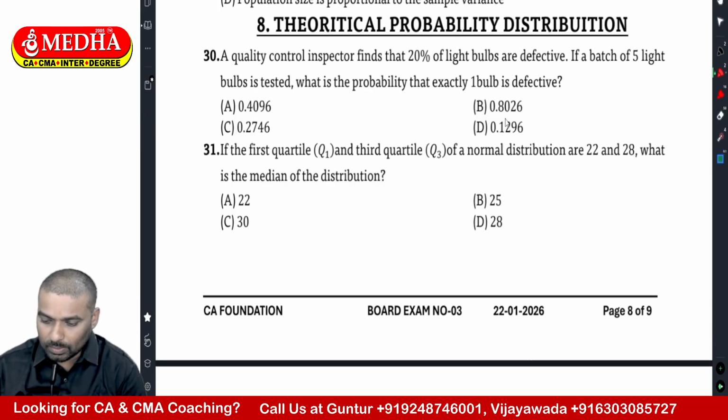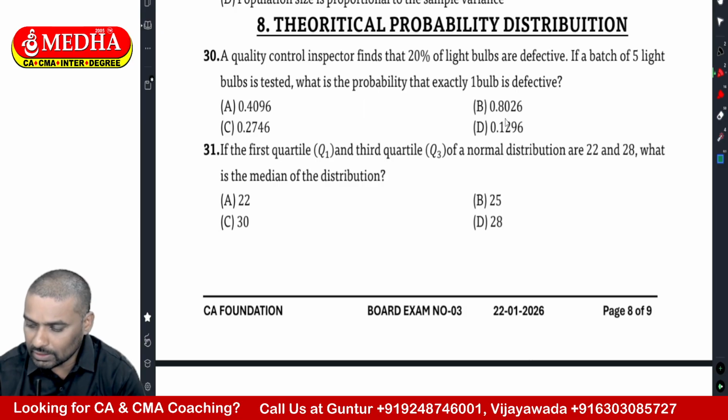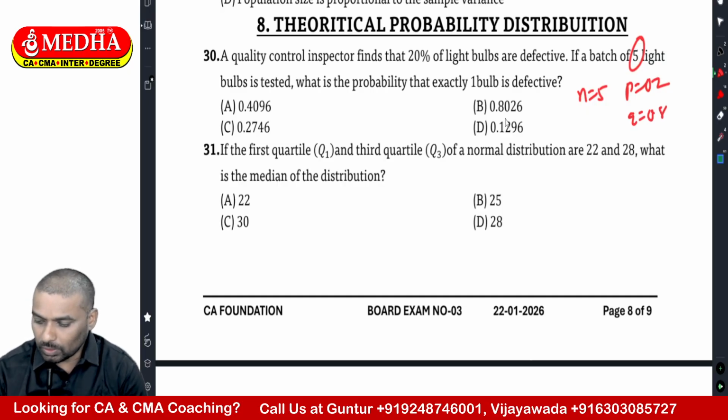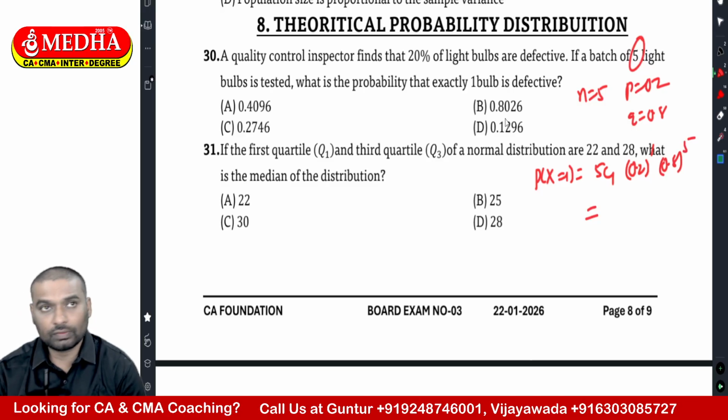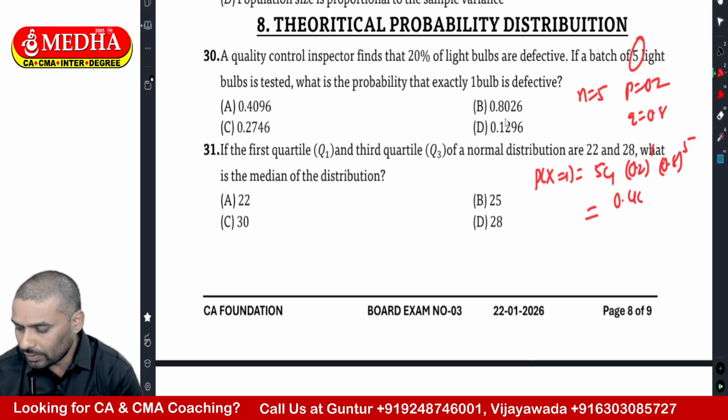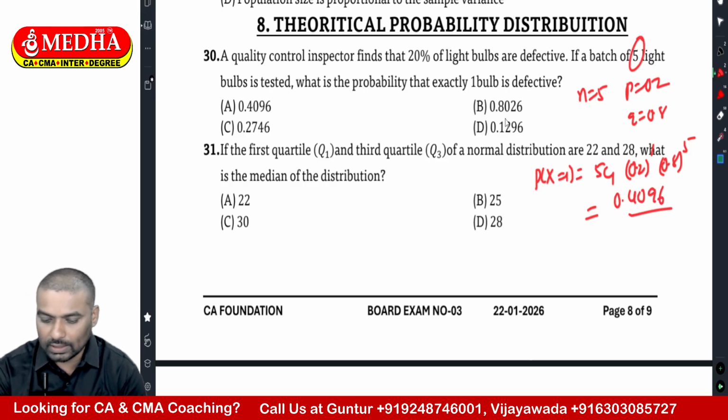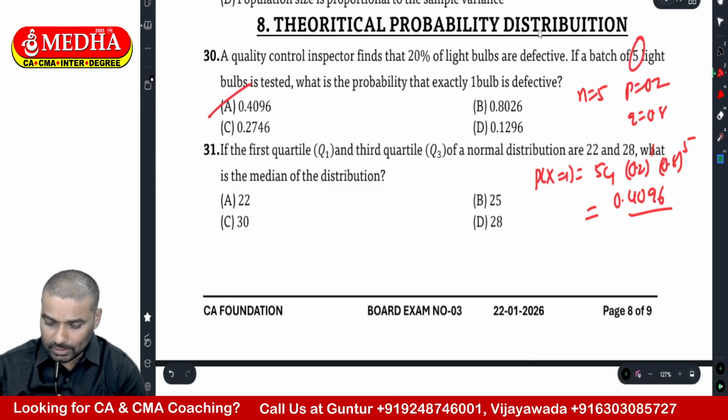Next one, theoretical probability distributions. In quality control, 20% of light bulbs are defective. If a batch of 5, here n value is 5, p is 0.2, q is 0.8. So P of x equal to 1 means 5C1 into 0.2 to the power 1, 0.8 to the power 4. If we simplify this, we get 0.4096. Option A is correct.